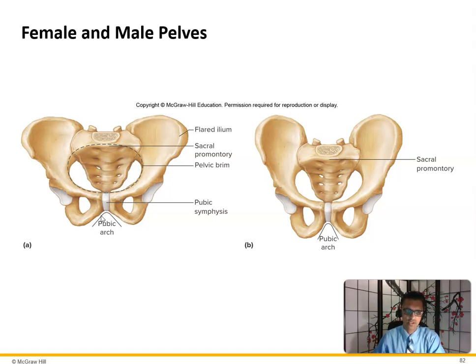The pubic arch is also wider versus narrower. So anatomically, remember, if we were to find a skeleton in the woods, we could tell if it's male or female based on the pelvis, which is what they can use definitely. The skull has some distinct features, but nothing as good as the pelvis. The pelvis can definitely tell us male versus female.